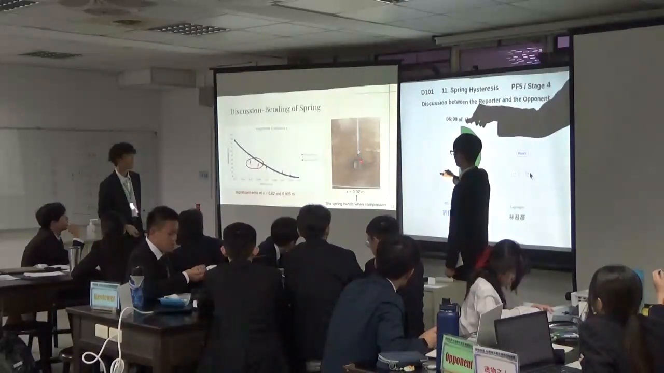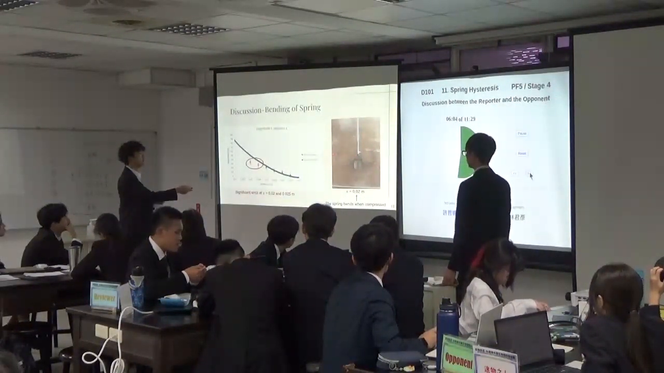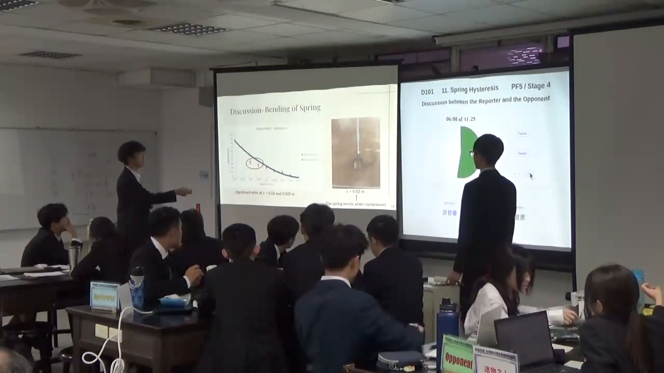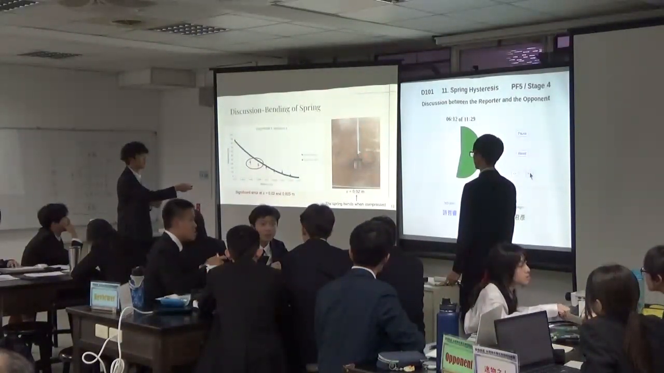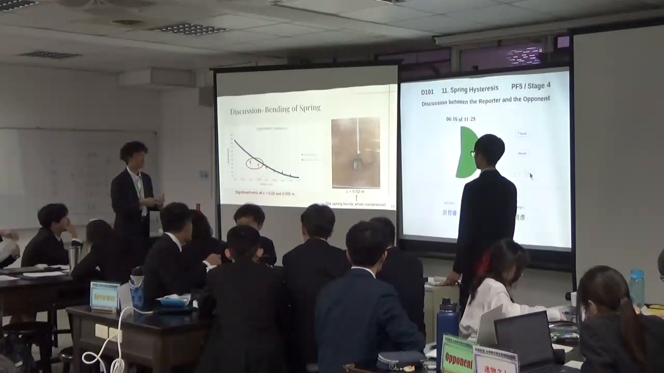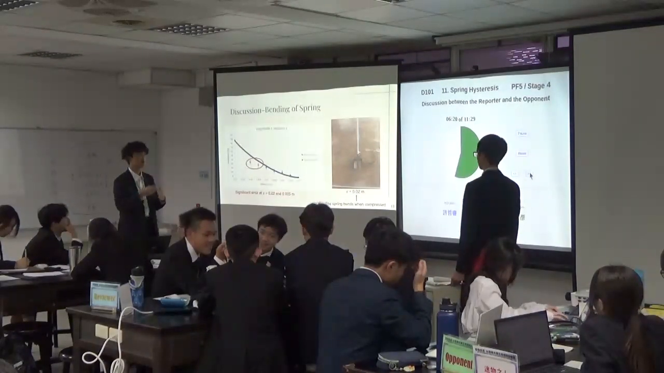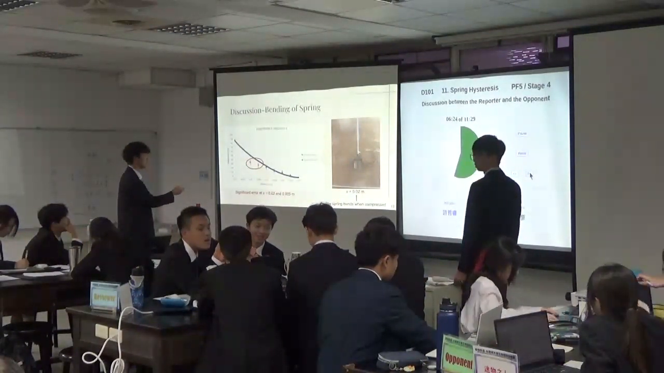Yes, because in our theory we assume that the spring will not bend. It is always a line, and that is why the theory says it should be a V shape. But in reality, we can't control the bending of the spring, because the spring will bend, and this is also what we think caused the error here.